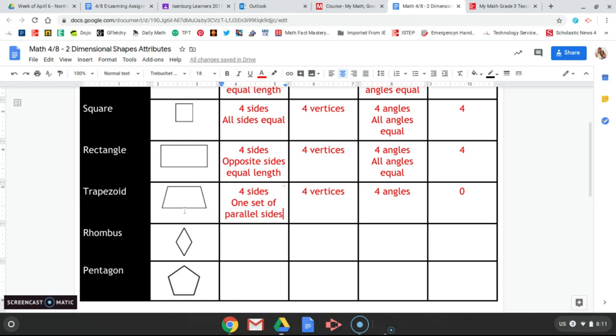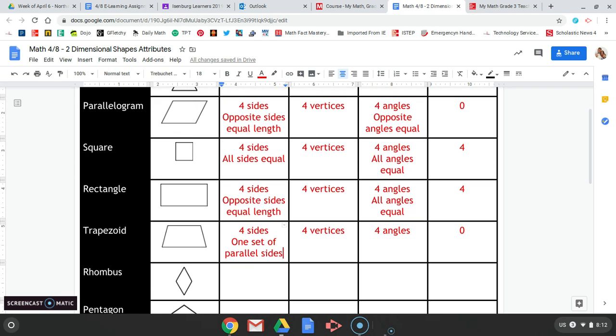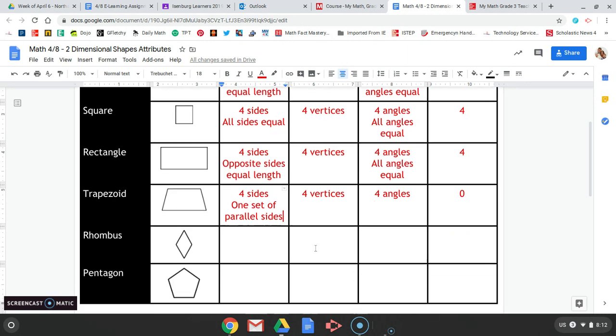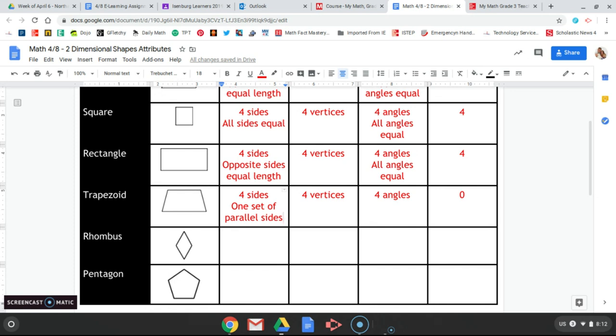So trapezoids don't fit into any of the other categories of quadrilaterals because the only rule is that they have to have one set of parallel sides. They don't match any of the angle rules of the other quadrilaterals. All right, let's go down to a rhombus. This is our last quadrilateral, and then we're going to go into your math book.